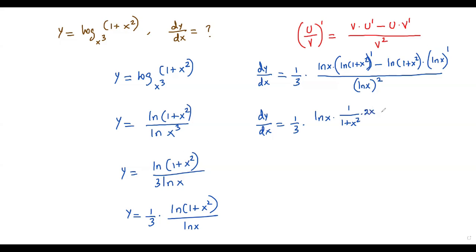So times 2x, minus ln of 1 plus x square. When I find the derivative of this natural logarithm of x with respect to x, it will just become 1 over x. And in the denominator, we have to write (ln x) whole square as it is.